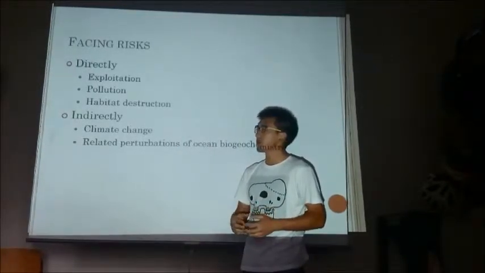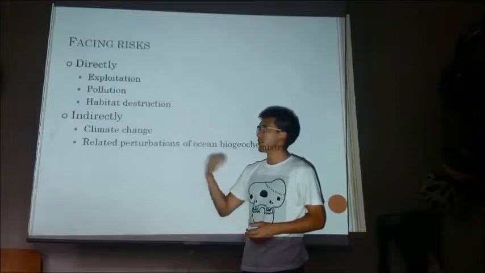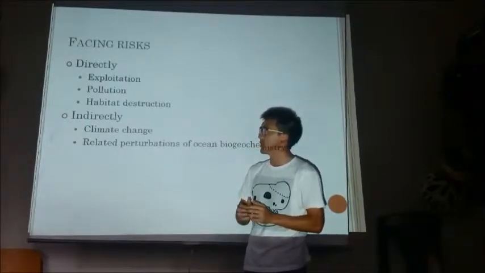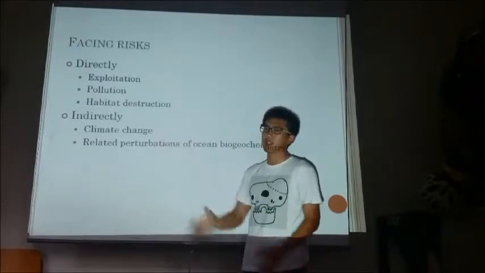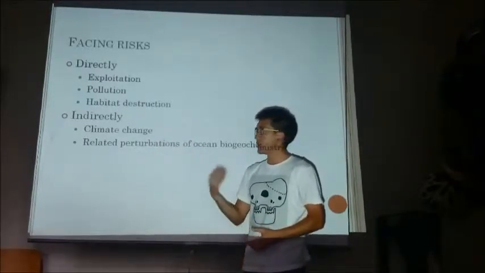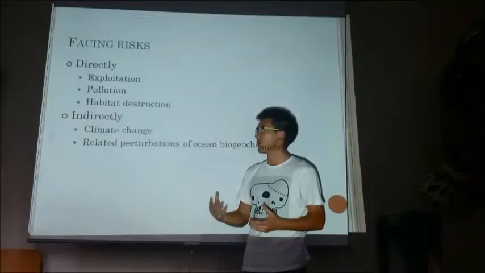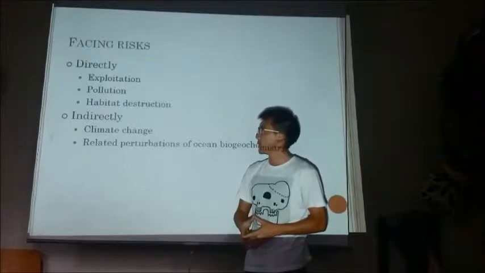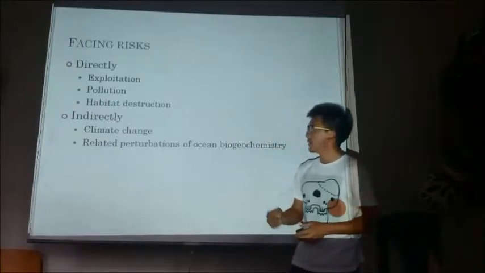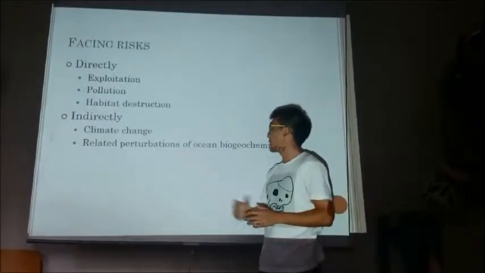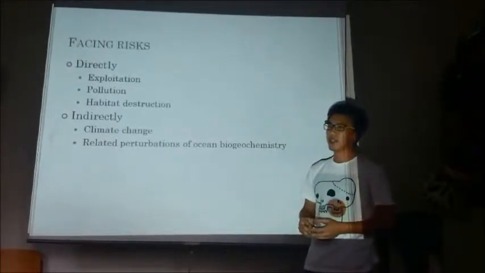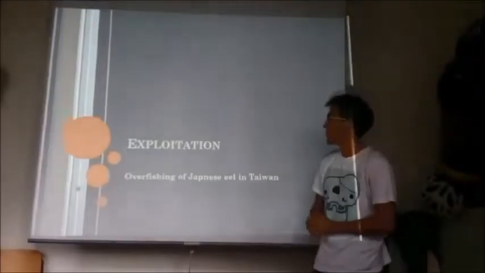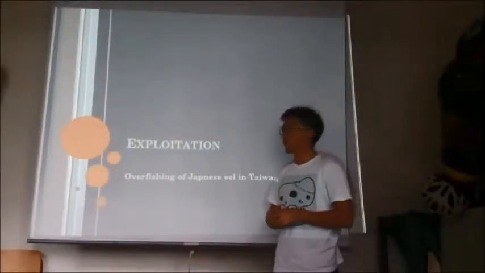The human use of coastal lands will change and destroy all the habitats. And they are indirectly influenced by climate change. A slight change of ocean sea water temperature will change the whole environment and lead to a devastating result. And then there are related perturbations of ocean biogeochemistry, and they will harm the sea animals in the water.